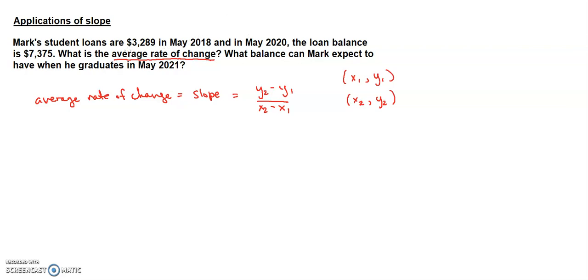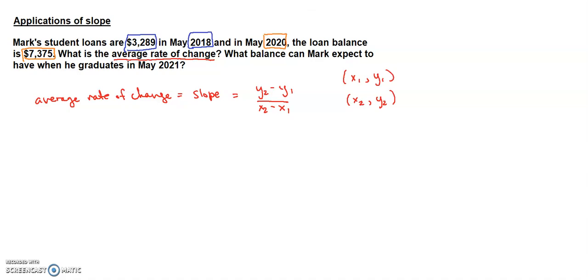We know that 3289 goes with 2018. Okay, that's his balance in 2018. And in 2020, the balance is 7375. So that's what you're looking for, two pairs of data points that you can put together. Okay, so those are our pairs. That's our x1, y1. And then you've got to figure out which one's x and which one's y.